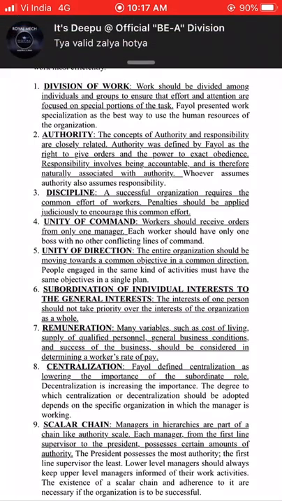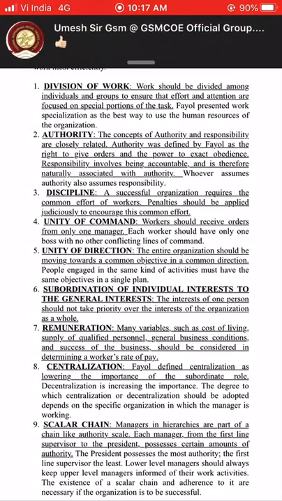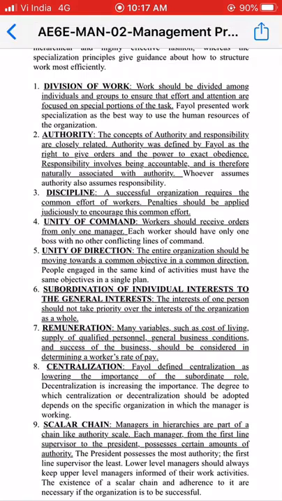Okay, so next, the first principle is what? Division of work. Second principle is what? Authority. Third principle is what? Discipline. Okay, a successful organization requires the common effort of workers. So discipline means what? We need to execute a plan in a disciplined manner for all workers and the whole organization, so that only then will this organization get success.